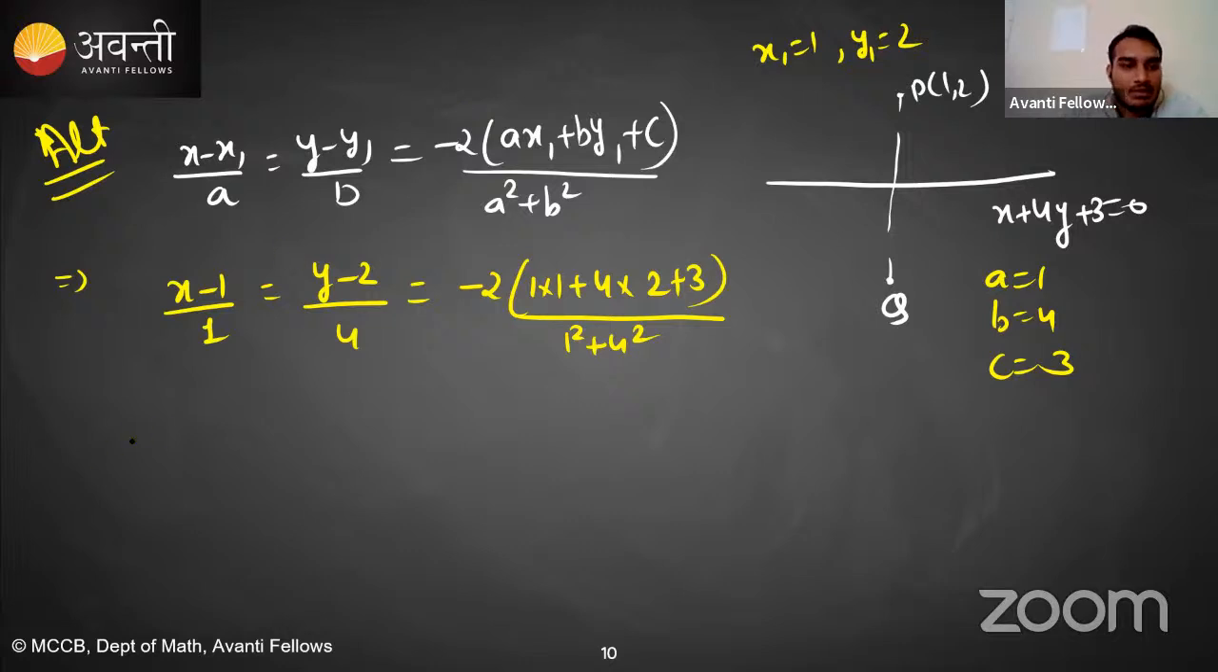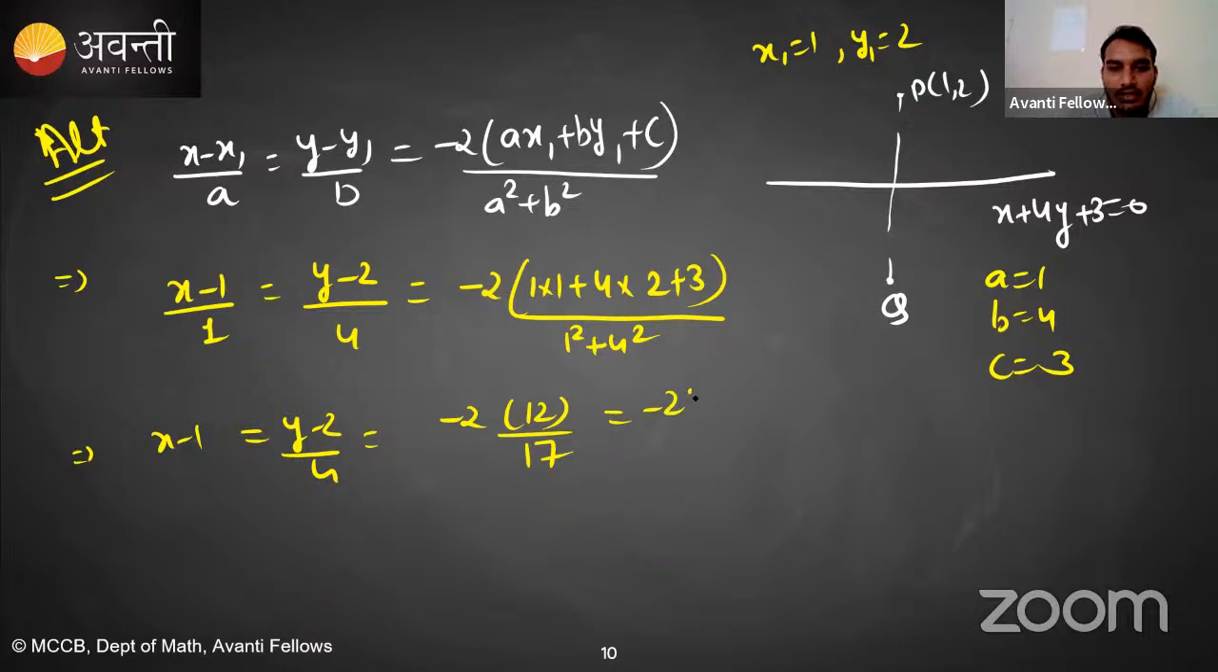Clear? Okay, so how much are we getting? (x minus 1) is equal to (y minus 2) by 4 is equal to minus 2 upon, what is this? 1 plus 8, which is 9. 1 plus 8, 9 plus 3, 12. 12 upon 17, which is minus 24 upon 17.